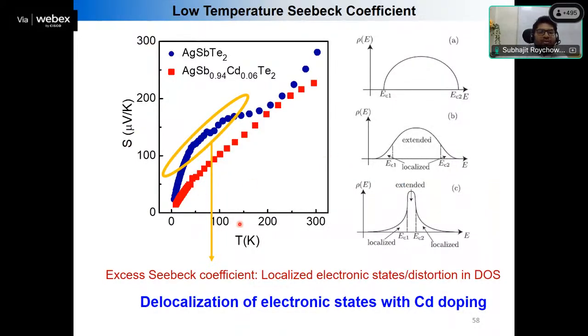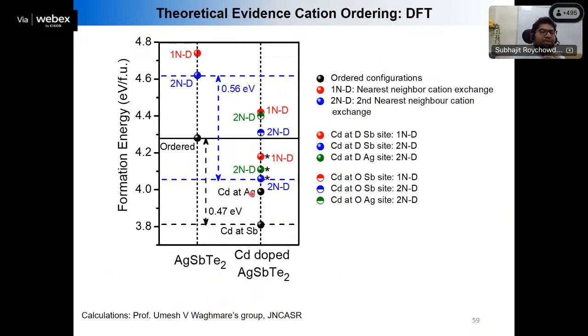Now we measure the Seebeck coefficient at low temperature. You can see here for the pristine sample, we observe a large Seebeck coefficient. That means it has a strongly localized state which comes from the disorder, because it is already reported that the pristine sample will always have silver and antimony in a disordered state. But when we dope cadmium, you can see the excess Seebeck coefficient vanishes. That means delocalization happened with cadmium doping and it decreases the Seebeck coefficient, which is also confirmed from our theoretical calculation that cadmium is doped at the antimony site and increases the ordering in the system.